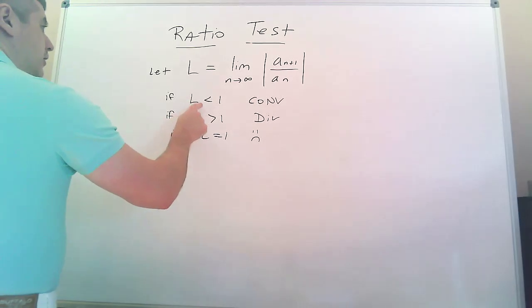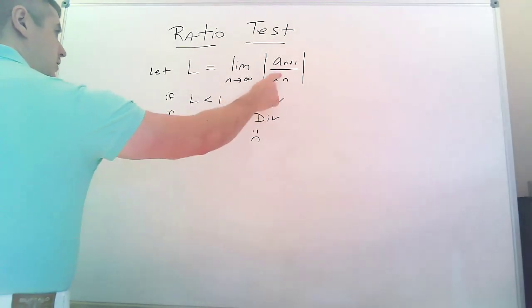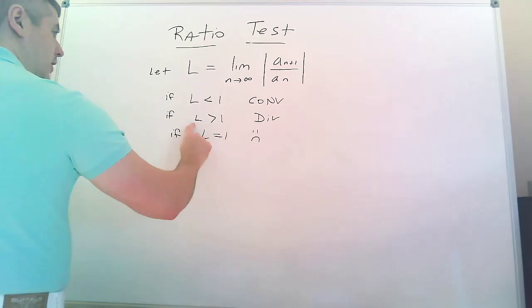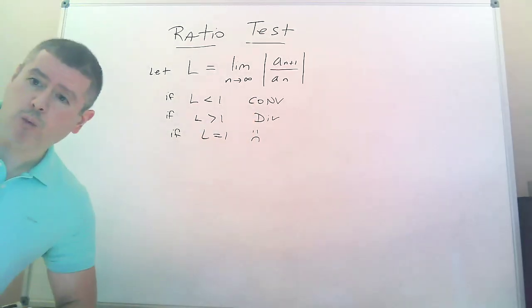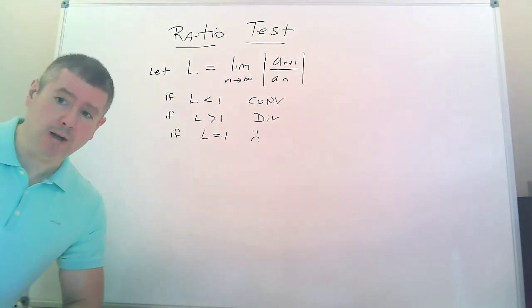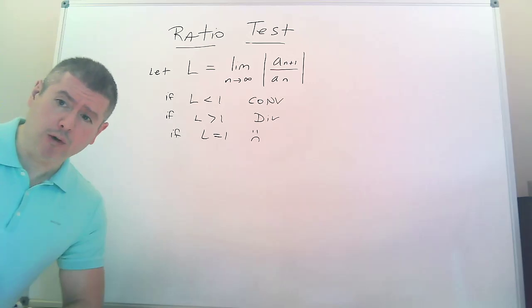If that limit is smaller than 1, that means that the original series converged. If the limit's bigger than 1, it diverged. If it's 1, you made a poor choice. It means that this test was not supposed to be applied.